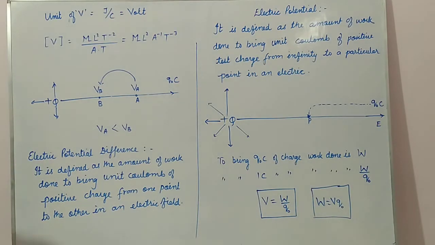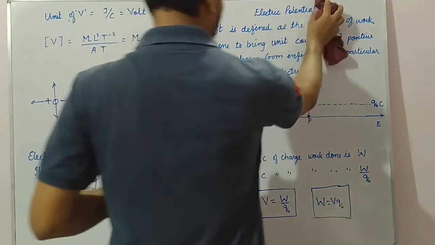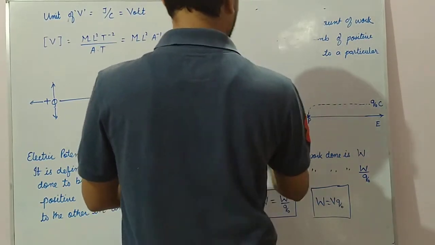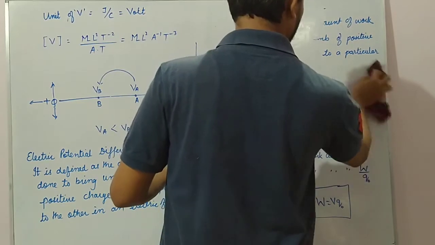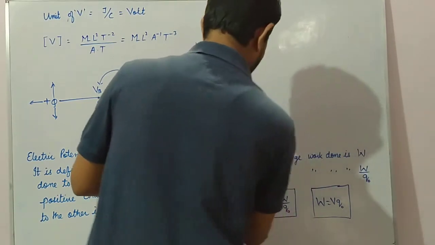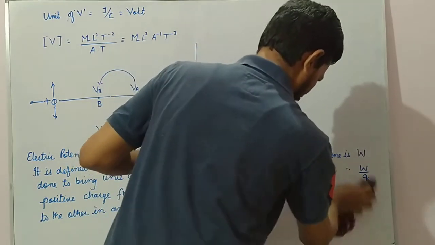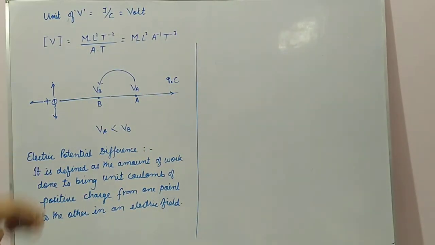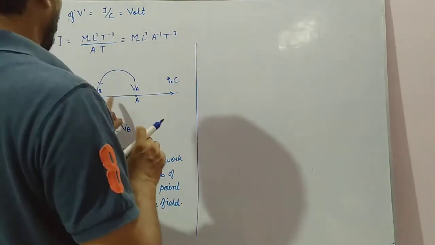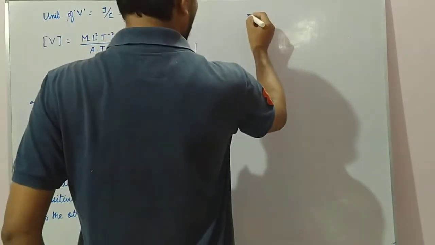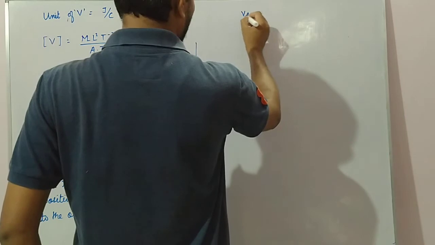Now see here, this is the electric potential difference. Suppose this is the diagram, this is potential at A, this is potential at B. So potential at A is equal to what?